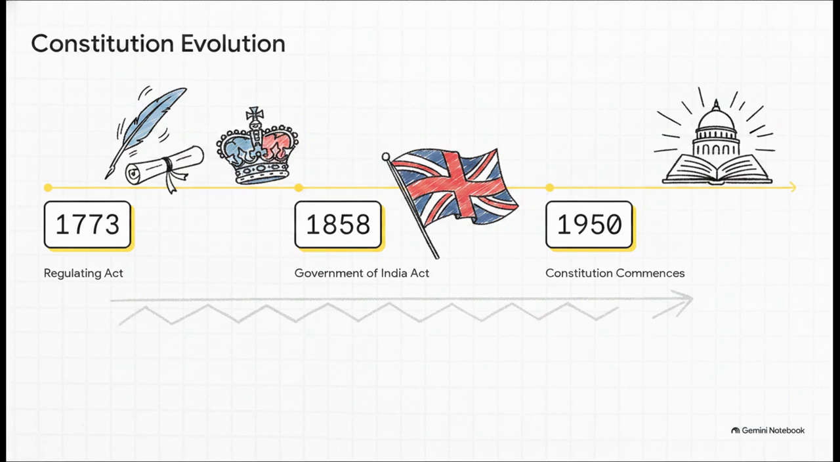But our incredible system didn't just magically pop out of thin air in January 1950. To truly grasp the Constitution, we have to trace its historical underpinnings. We're talking about going all the way back to the British East India Company's Regulating Act of 1773, tracking the evolution through the Government of India Act of 1858, right up to the modern Constitution's commencement. Understanding this evolution is absolutely crucial because it tells you exactly why our system is designed the way it is today.